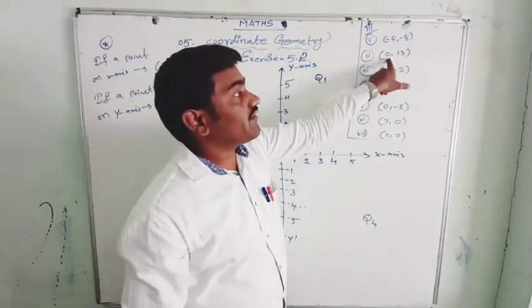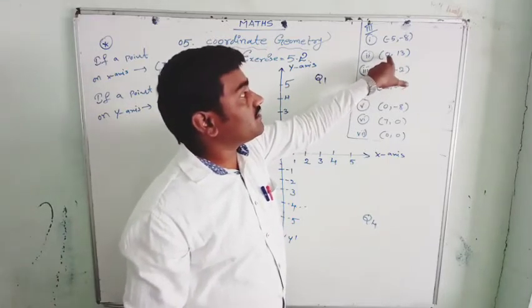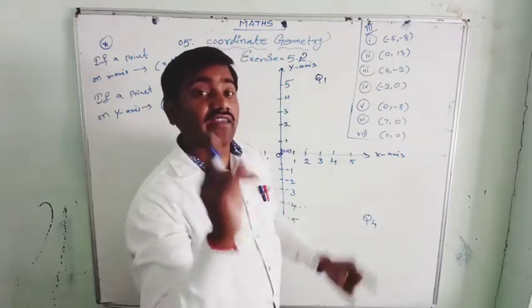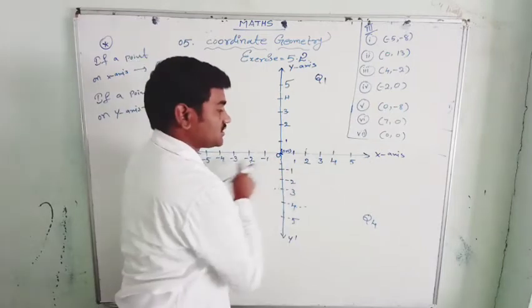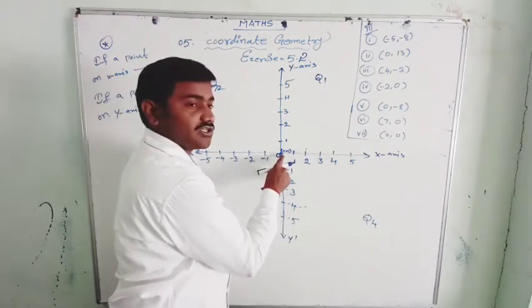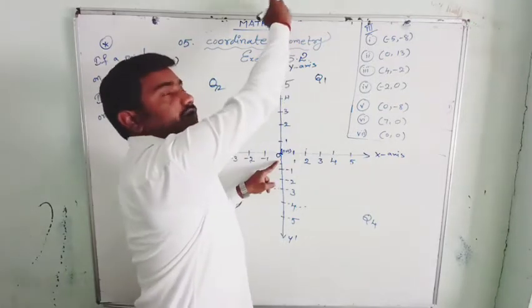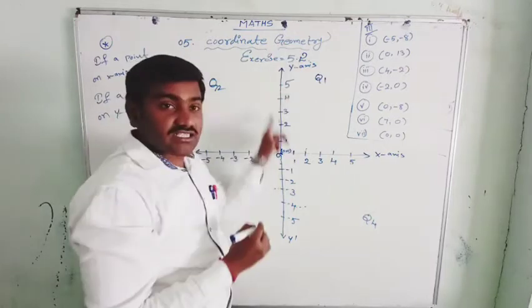But here see, if x value is 0 and we have a y value, then if x is 0, it lies on the y axis. Where is the x value here? 0. And y value is what? 13. Plus 13 in the sense it comes somewhere here. Yes. So the point will be on the axis.